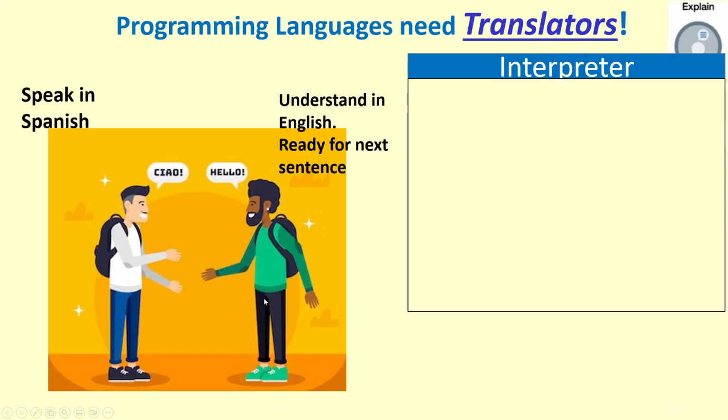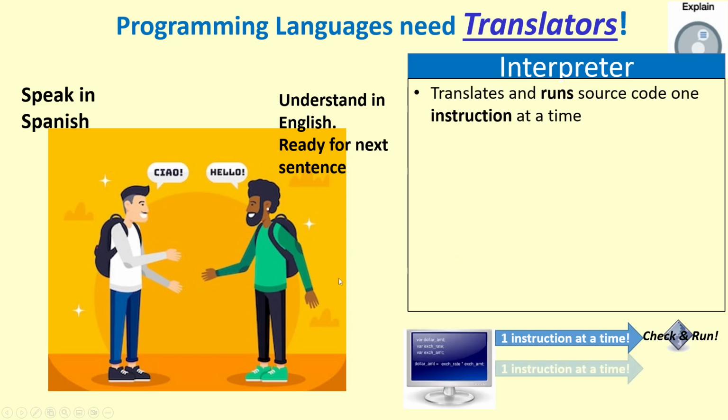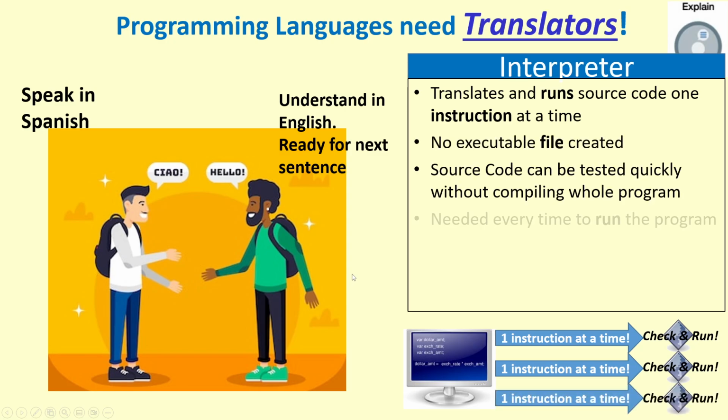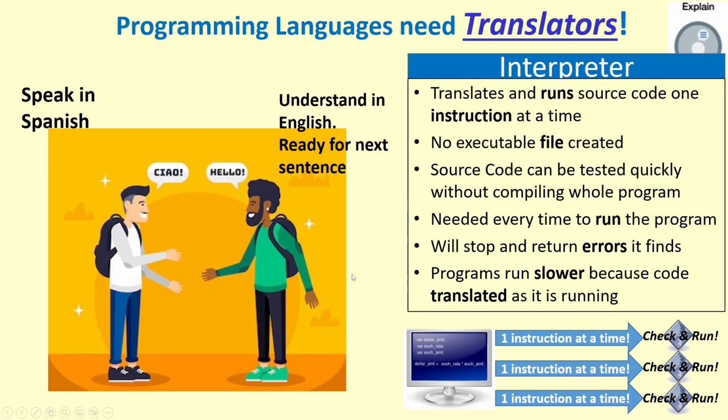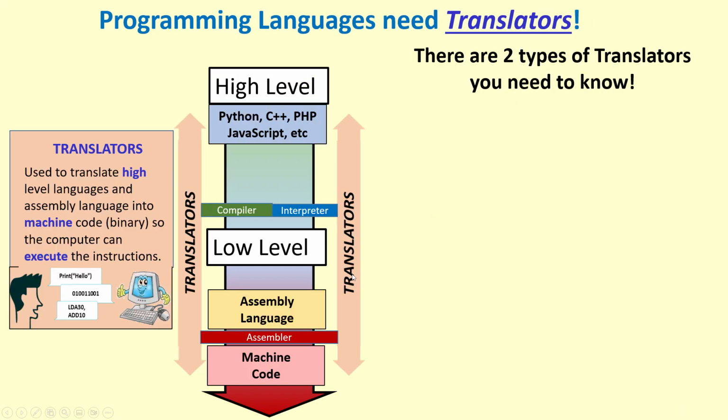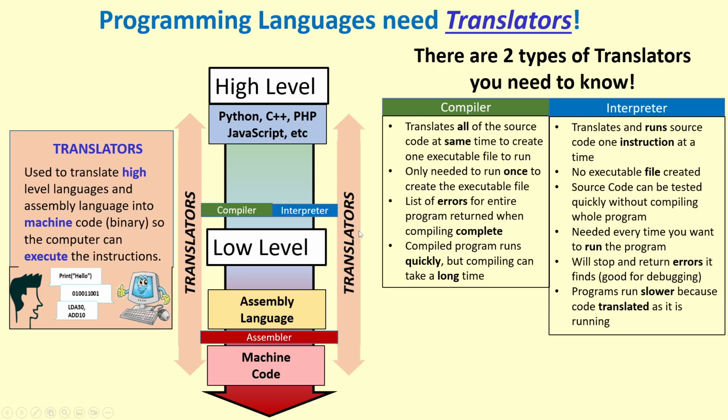It'd be the same as someone speaking and translating in a language, for example. They listen to one sentence, understand it, and then they're ready for the next sentence. One sentence at a time, or in this case, one instruction at a time. Okay, so there we go. Compiler, interpreter, the main differences between the two.